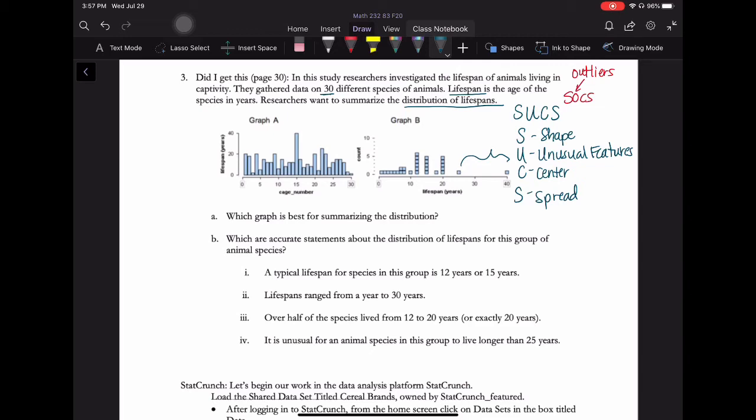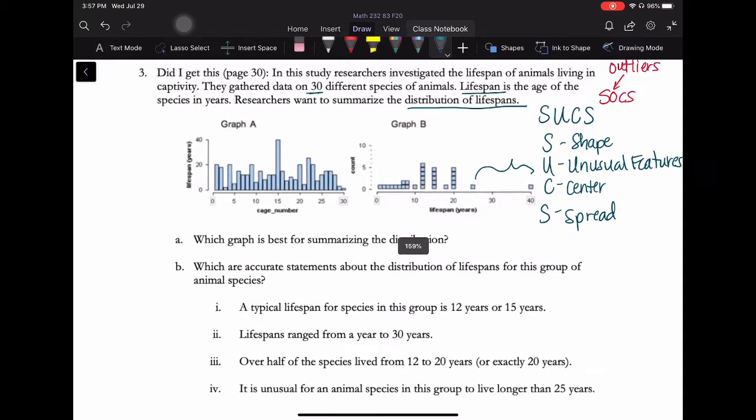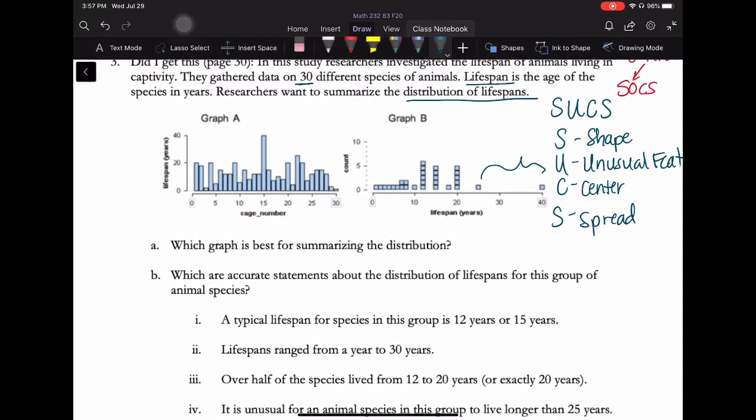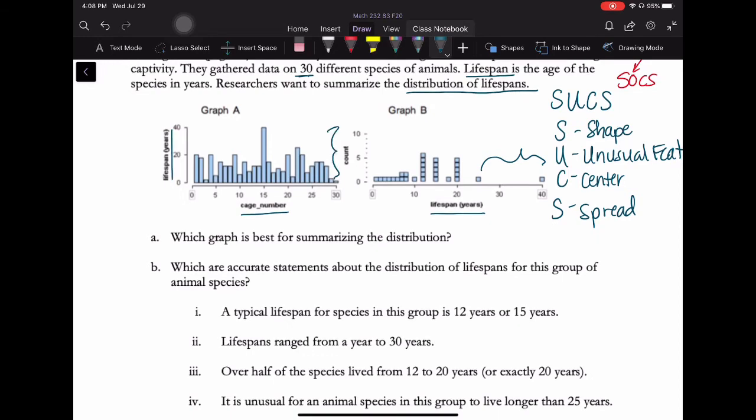Okay, which graph is best for summarizing the distribution? Well, when we're analyzing these graphs, I'm going to make it a little bit bigger so that you can see. Notice on the x-axis here, I have cage number, and down here, I have lifespan. Well, cage number doesn't matter a hill of beans. Which cage the animal is in doesn't make any difference in how long the animal is going to live. But the lifespan is going to help me with some sort of information.